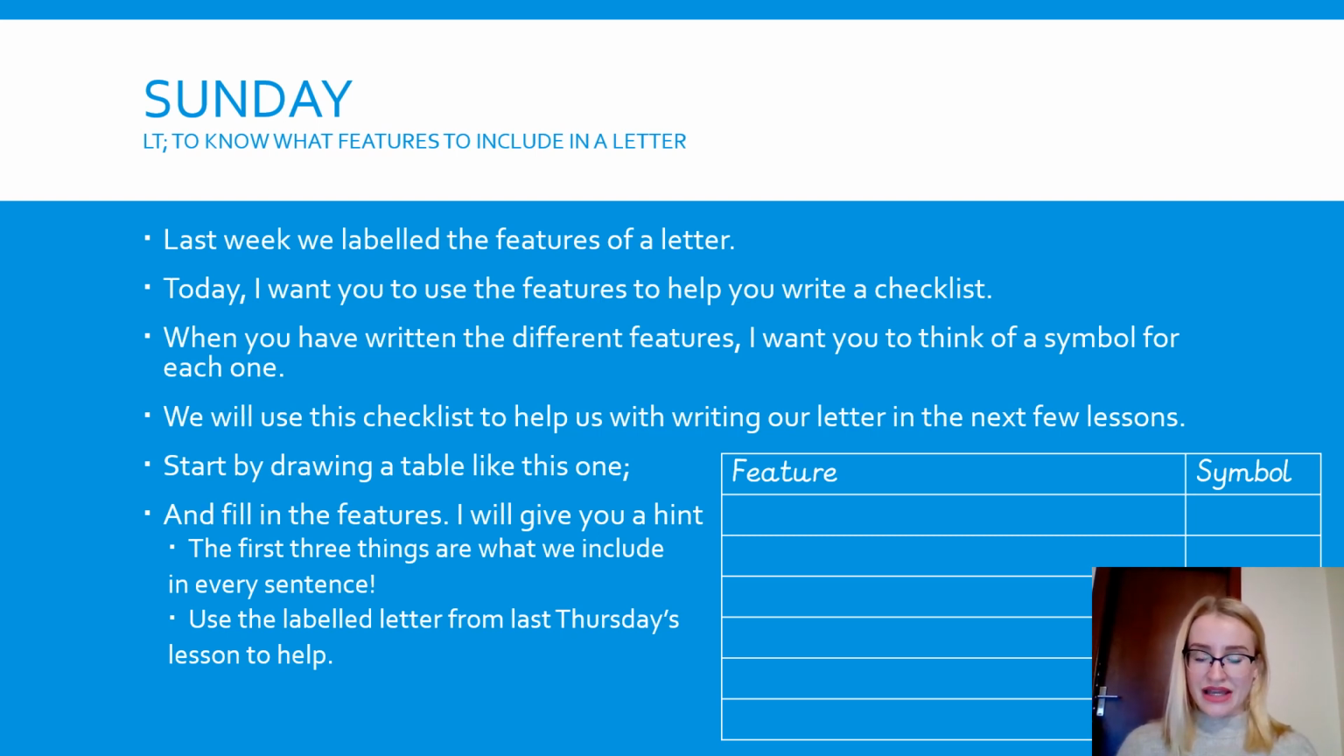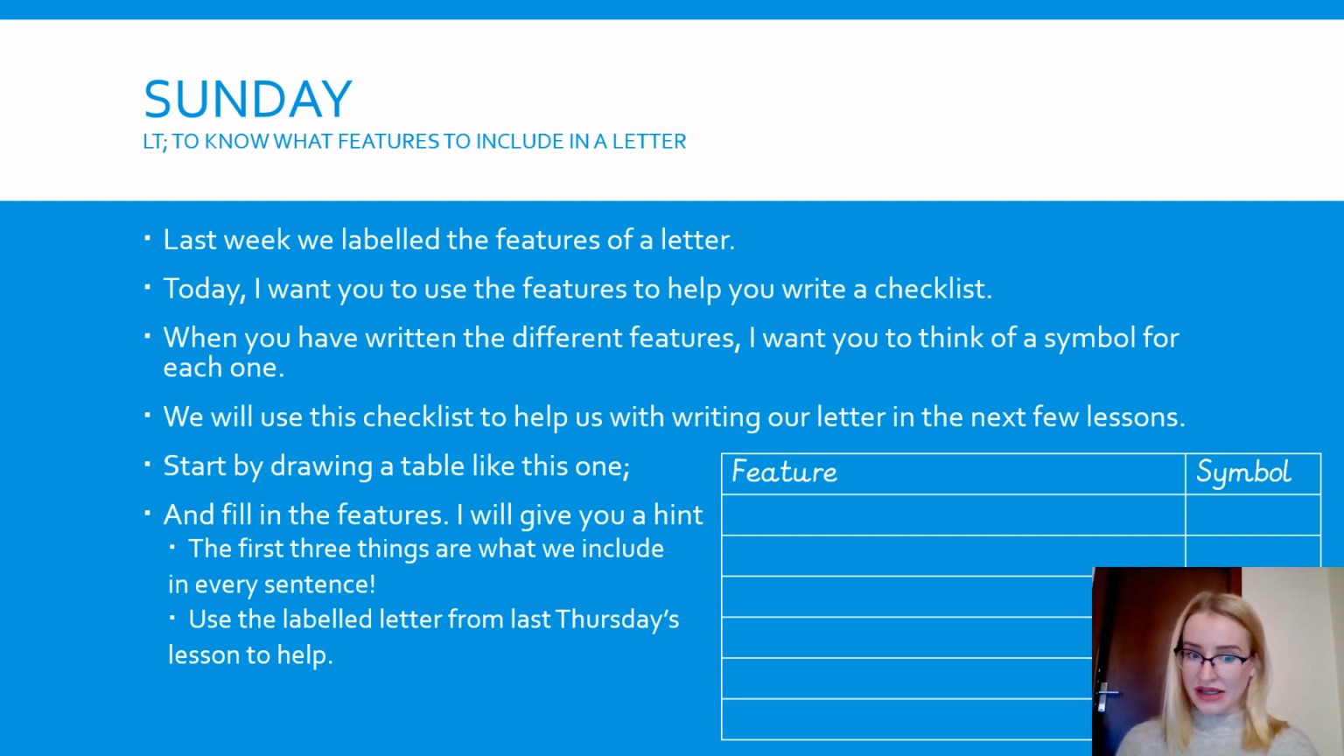Whenever you've written each of the features, I then want you to think of a symbol, and that can be whichever one you want. I think the only ones that we have symbols already agreed for are the first three. I'm not going to tell you what they are, I'm giving you a little hint. So use the labelled letter from last week to help you, and I will give you some little hints down here. There are 6 features that I want you to include in this checklist.